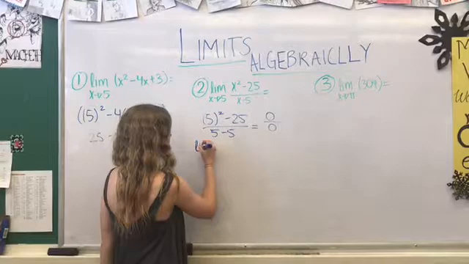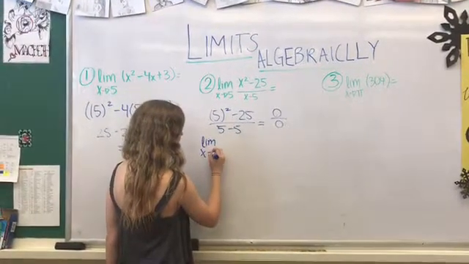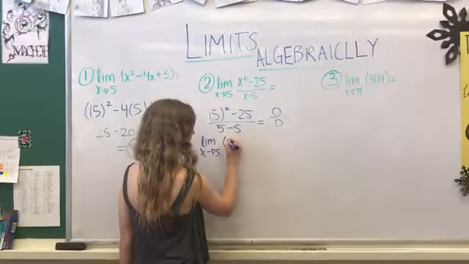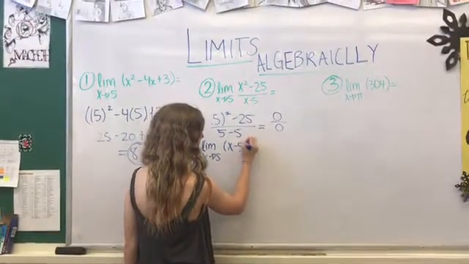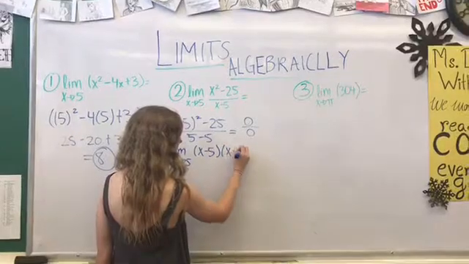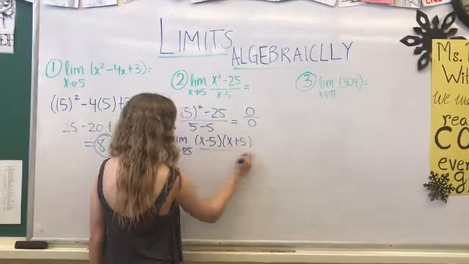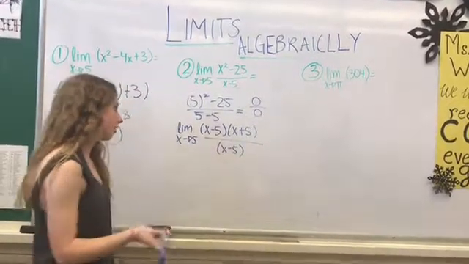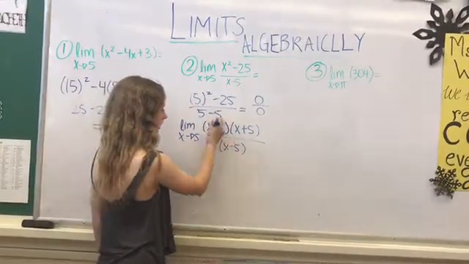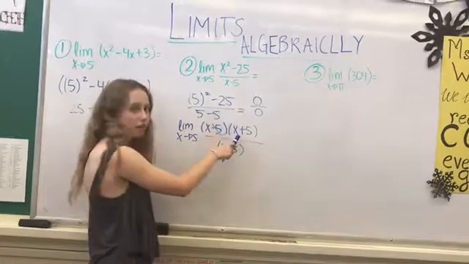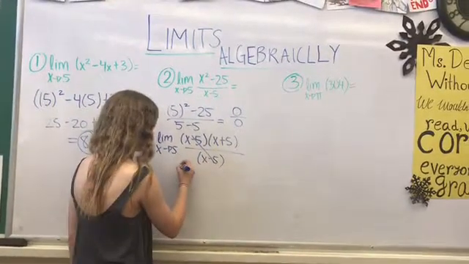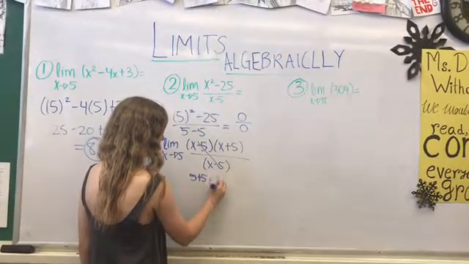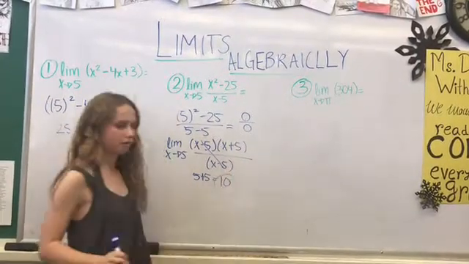So we have the limit as x approaches 5, and we're going to factor that as x minus 5 times x plus 5 all over x minus 5. And then once we cancel, we're going to plug in 5 to what we have left, which is just x plus 5. So it'll just be 5 plus 5 equals 10. So our answer is 10.